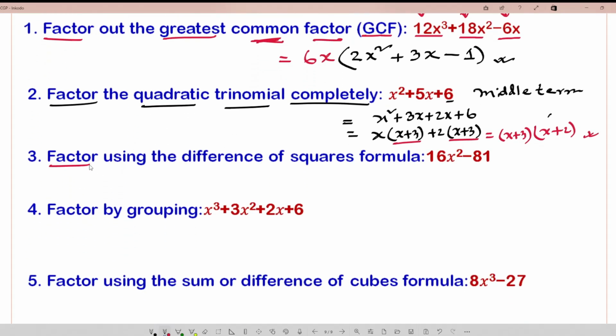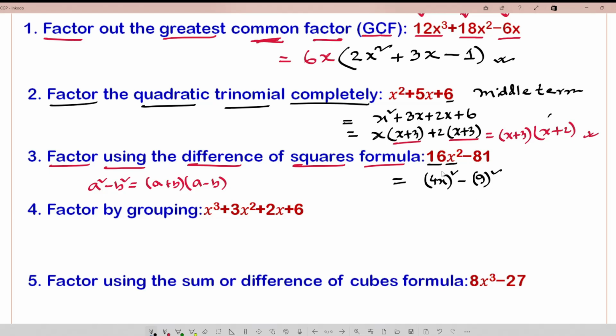Next one is factor using the difference of squares formula. We know about a square minus b square, it will be a plus b times a minus b. So this one also we can write like this, here is 16x square, we can write 4x square, minus 81 we can write 9 square. So it's looking like a square minus b square, so we can write 4x plus 9 and 4x minus 9. It's like a square minus b square, a plus b and a minus b.